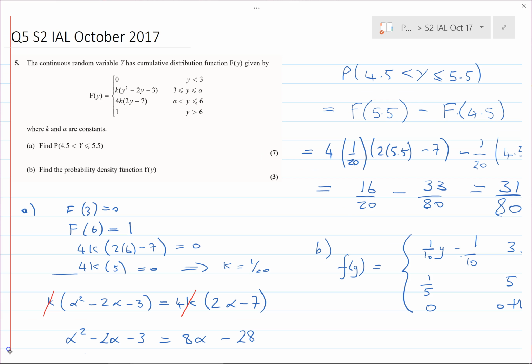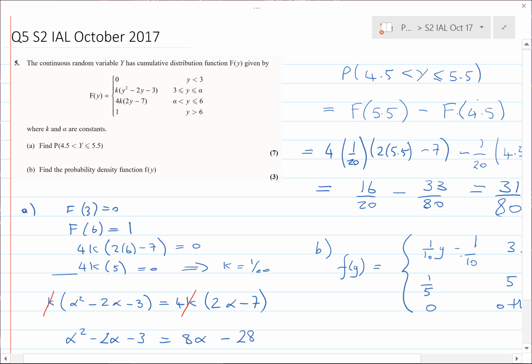Okay, so question 5 is a bit of a relief, to be honest, compared to what we've seen. There's no context here. There are some variables. It wants to find the probability that p is between 4.5 and 5.5, which, because it's the CDF, the cumulative distribution function, is the same as F of 5.5 take away F of 4.5.